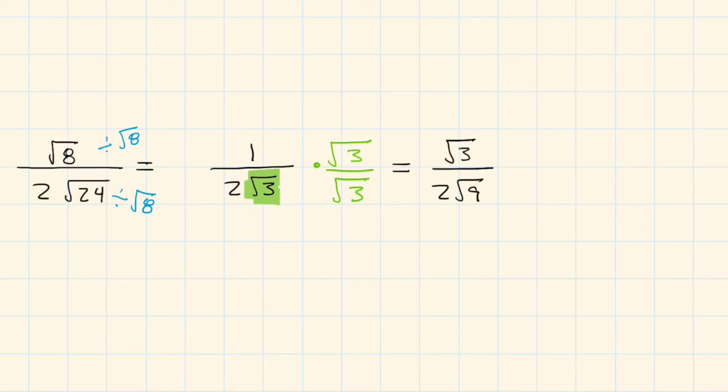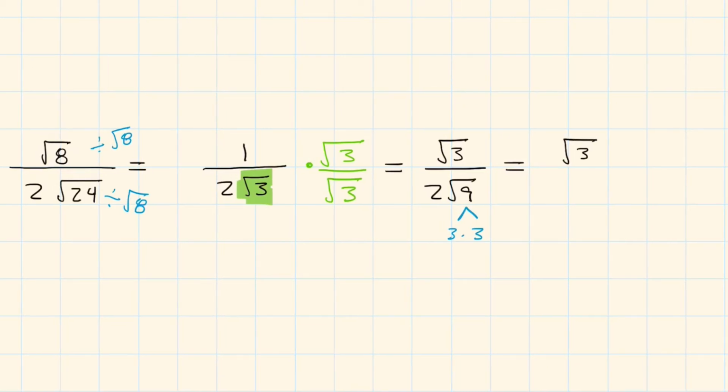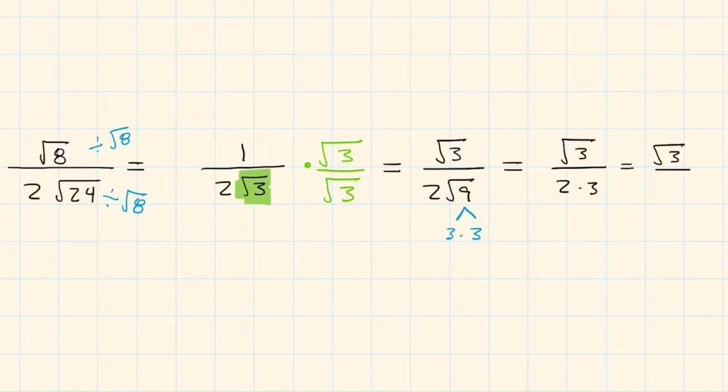Now, this is kind of like an in-between step that you might want to skip in the future because there is a shortcut because I know what 3 times 3 is. But I'm going to break the 9 down and I go, oh, it's 3 times 3. Well, of course it is. I just multiplied root 3 by itself. So the 3's come out of the root sign, leave nothing, and it's just a 3. So this equals root 3 over 2 times 3, which is root 3 over 6.